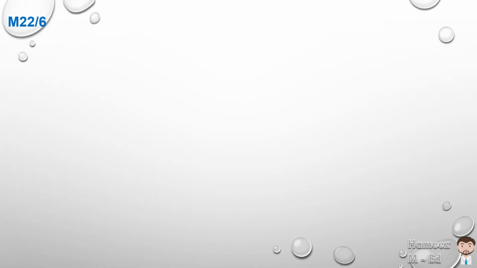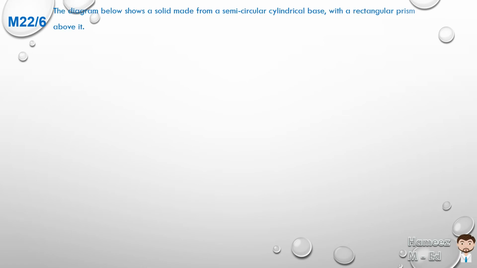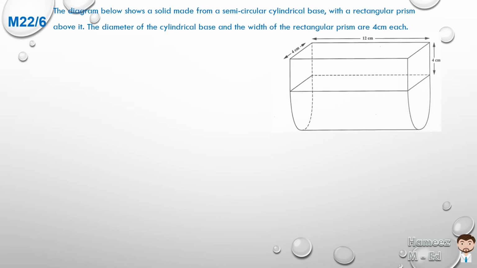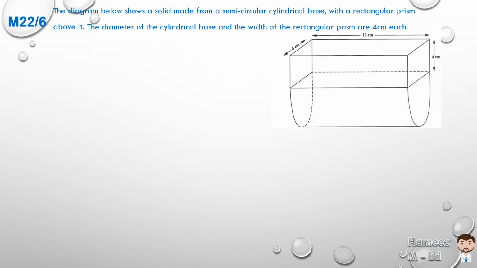May 2022, number 6. The diagram below shows a solid made from a semicircular base with a rectangular prism above it. The diameter of the cylindrical base and the width of the rectangular prism are 4 centimeters each. So what that means is we had a complete cylinder cut in half as our base, and directly on top of it, with the same width of 4 centimeters, is a cuboid.